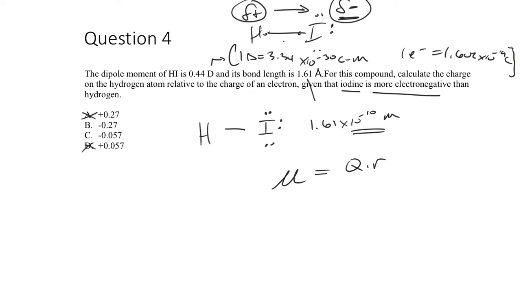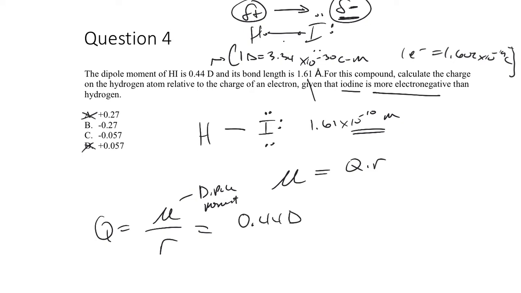The way this problem works is that we're going to solve for Q by taking mu divided by R. Mu is the dipole moment here. In physics, you might learn that mu is a reduced mass, but that's a different problem. The dipole moment is 0.44 debye, and the bond length is 1.61 angstrom. The only issue is that we have to show how these units cancel, so let's convert into SI units. 1 angstrom is 10 to the minus 10 meters, hence the 1.61 times 10 to the minus 10 that we set up here.